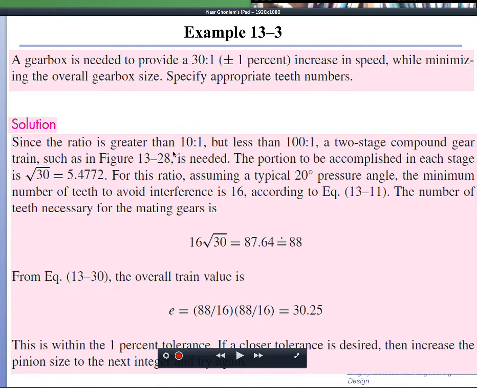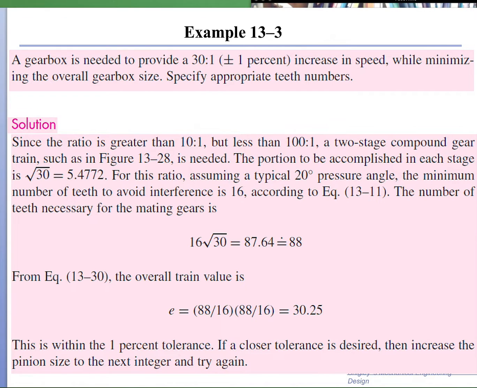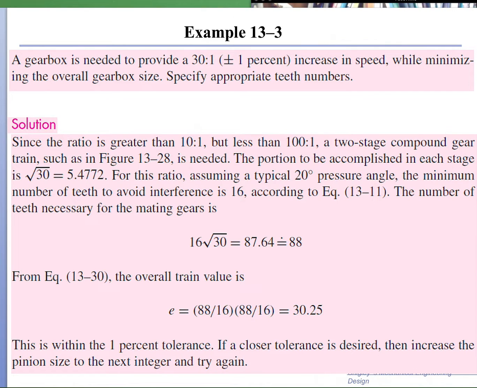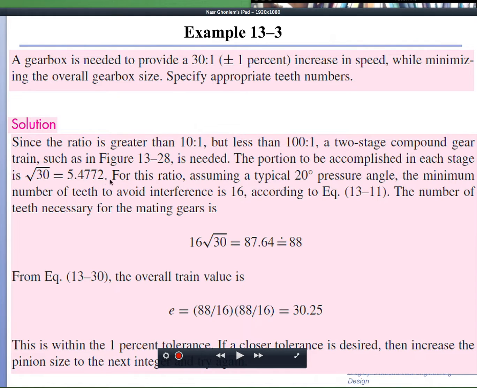Because the ratio is greater than 10, it's 30, and it's less than 100, then we can do a two-stage compound gear. To do a two-stage compound gear, we're going to take the gear ratio 30, take the square root to make it approximately even on the two stages. So theoretically, we would have a gear ratio of 5.477 on each stage. But we will have to do a little bit more accurate calculations once we consider the pressure angle.